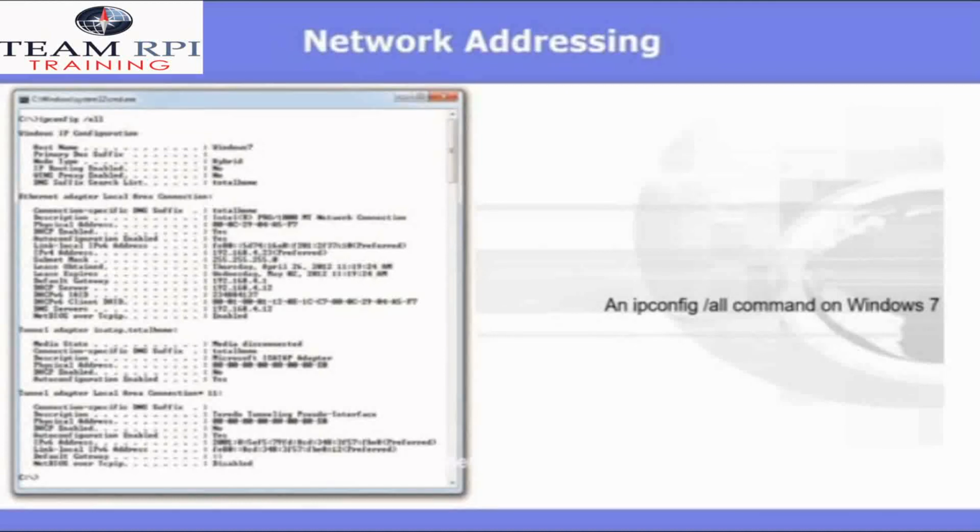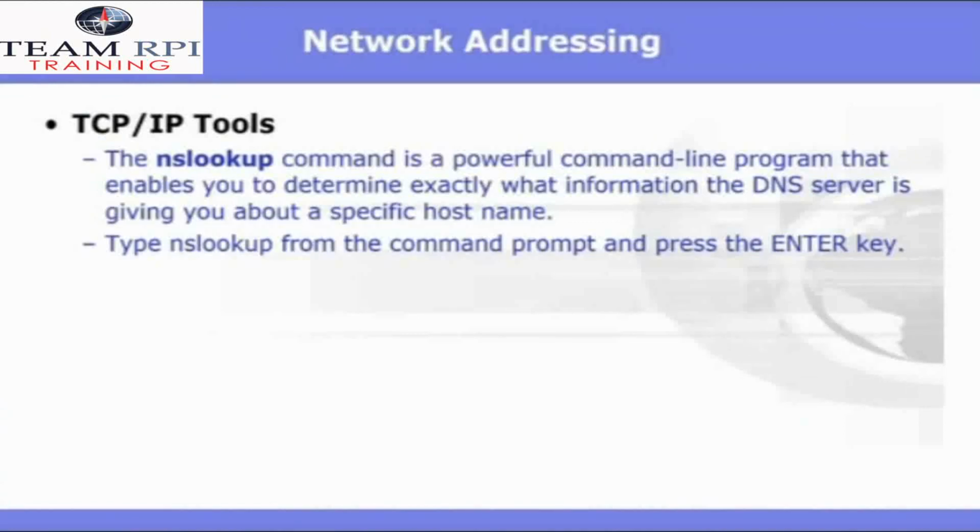Here's a look at what happens when I type ipconfig /all in a Windows 7 command line. You see, it gives me all the information of all the network interfaces on this particular machine. The next command line tool that you should be familiar with is NSLOOKUP. With NSLOOKUP, you can determine exactly what information the DNS server is giving you about a specific host name. Simply open the command prompt and type NSLOOKUP and press enter.